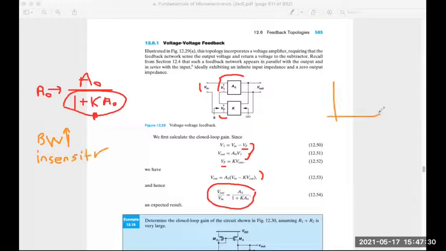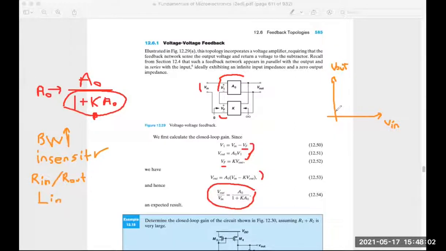Maybe a few more. Let's say this is our input, V in, and this is your V out. We can change our input and output resistance, R in and R out, by applying feedback. And we can increase the linearity, right? Yes, that's also one of the most important ones.